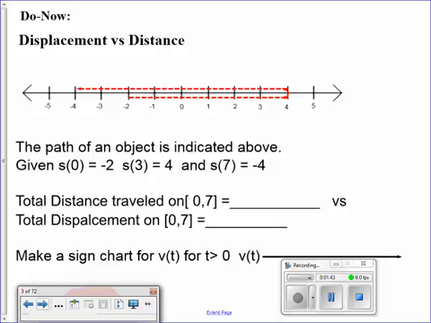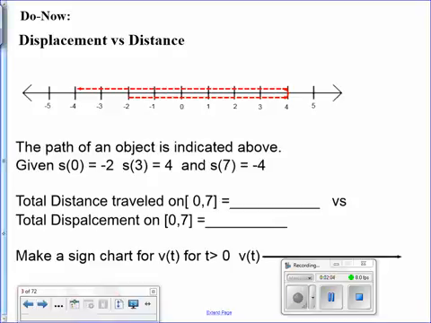So it starts out at -2 at time 0. At time 3, it's at 4. And then at time 7, it goes back to -4. And I just want you to fill in the total distance, total displacement, and see if you can make a little sign chart for the velocity, just with that little information.